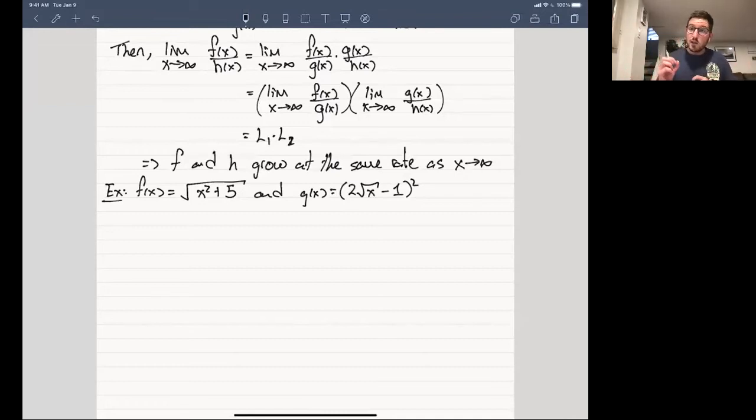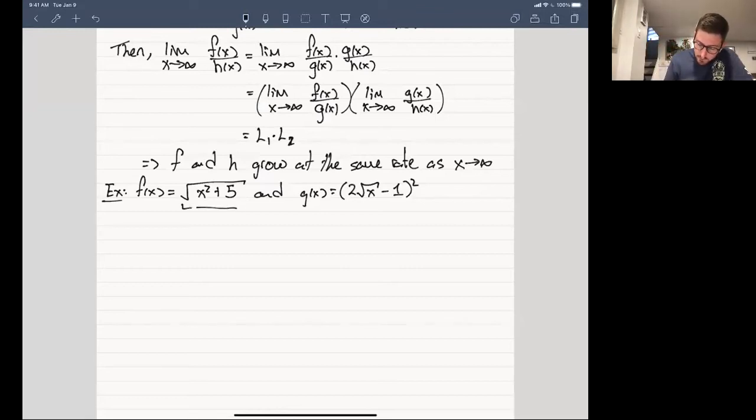But what you can do is compare them both to the same function. We can compare them once we show that they both grow at the same rate as that common function. Then we can use the property that I just showed you above to show that these two functions grow at the same rate as well. So I'm going to compare them to x. Now, how do I know to compare them to x?